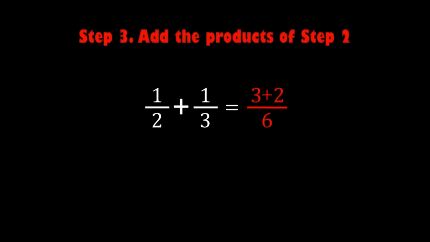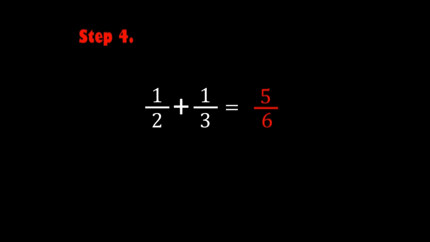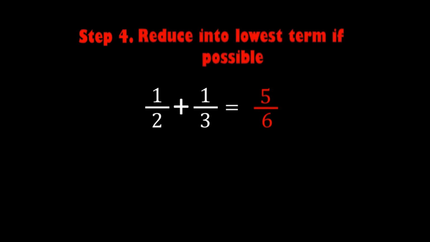Add the products of step 2. 3 plus 2 is equal to 5. Now, we have our answer 5/6. But we have our step 4. Reduce into lowest term if possible.